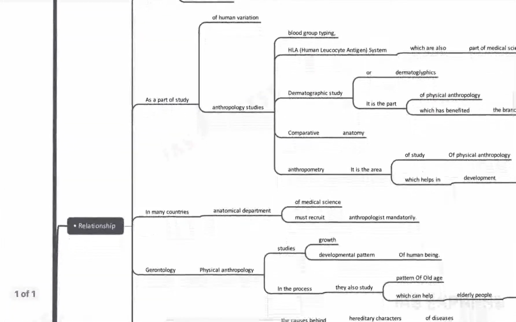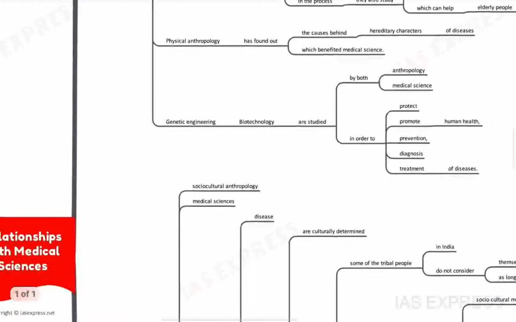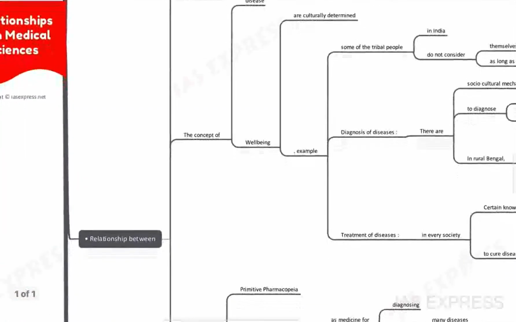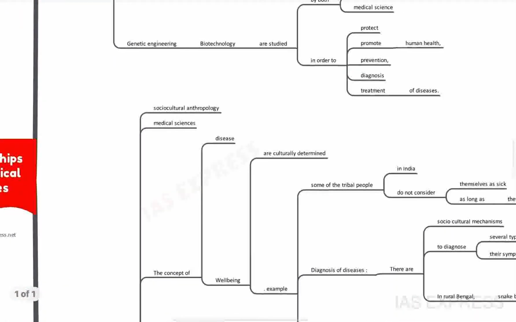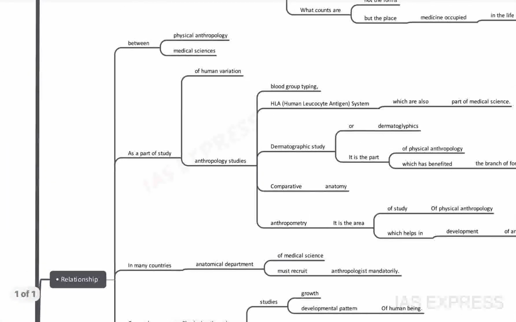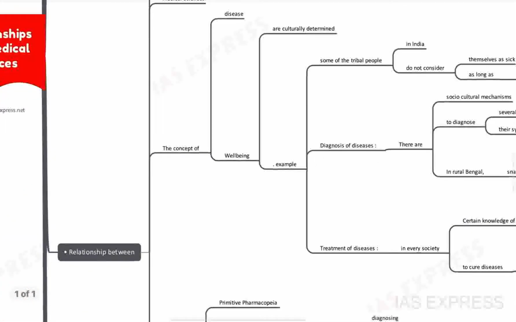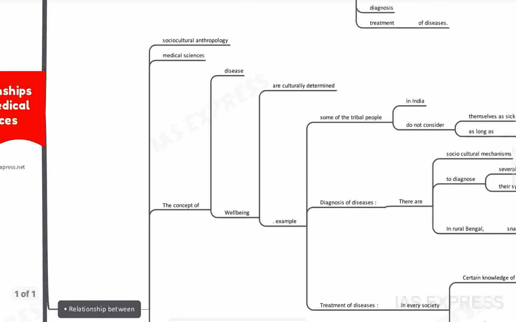Thereafter, as per our discussion, we will be going for the relationship between anthropology and medical science. Here, in the first mind map, we will be discussing the relation between physical anthropology and medical sciences, while in the second mind map, as you can see, we will be discussing the relationship between socio-cultural anthropology and medical science.